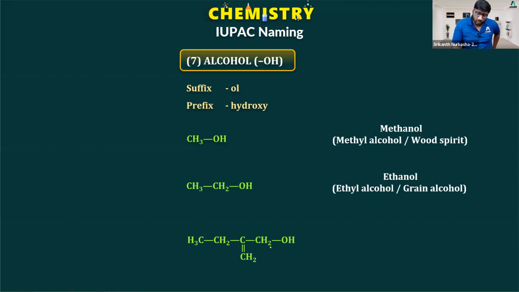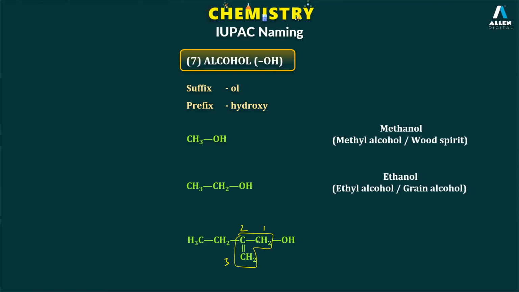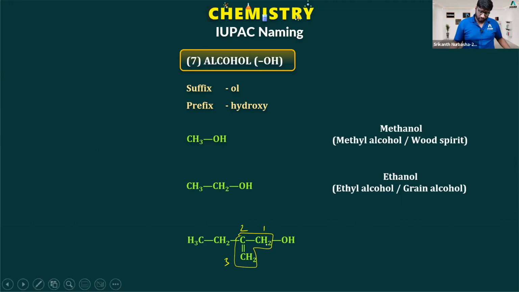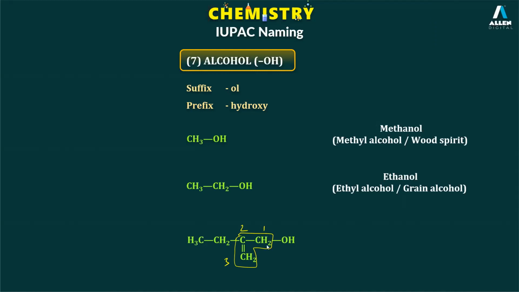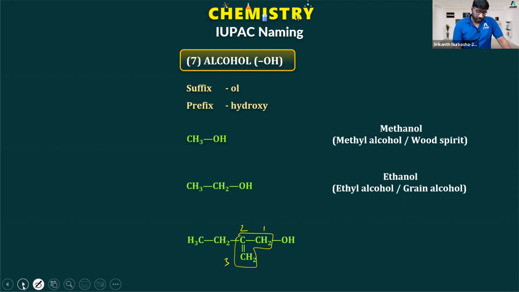We have to include the carbon which contains the OH group as well as the C double bond system. So I have to include this as my parent carbon chain and give numbering in this fashion so that I get the lowest possible number for OH. So 1, 2, 3, and on the second position I have ethyl. So what is the name? 2-ethyl prop-2-en-1-ol. Right? Very good. 2-ethyl prop-2-en-1-ol.